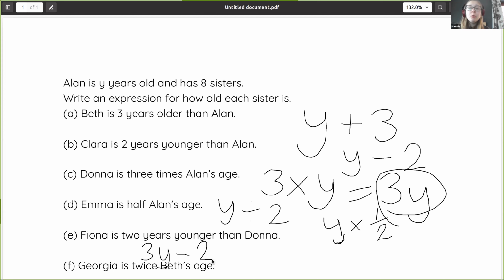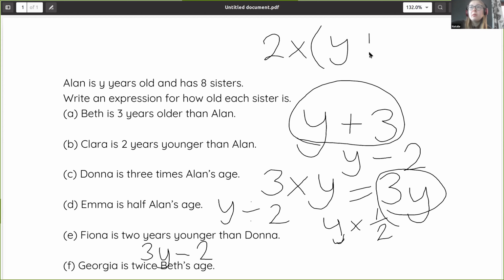And finally, Georgia is twice Beth's age. Okay, well, where was Beth? Beth was y plus 3. So Georgia is going to be 2 times y plus 3 because she is double Beth's age. And that is how we form expressions.